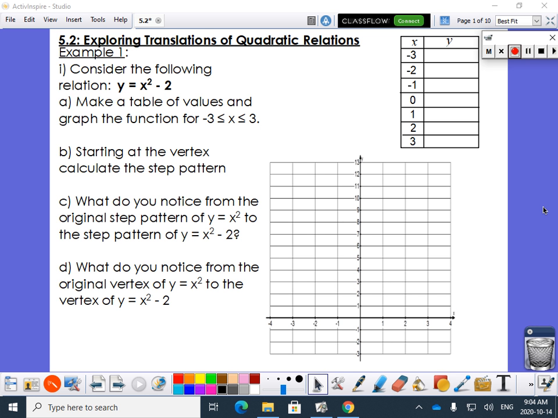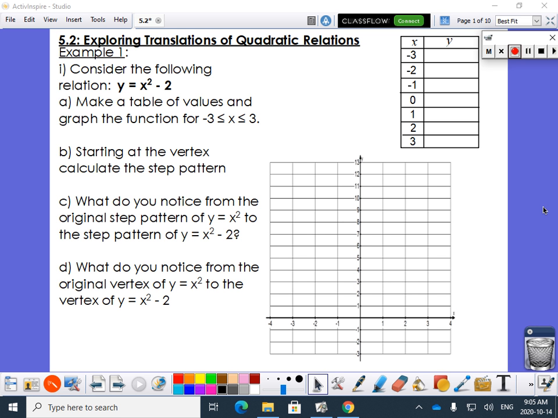Okay guys, so our next lesson is 5.2, exploring translations of quadratic relations. Oh, I need my pen. Oh, there it is. Okay, so some of this will be review. The majority of the review was yesterday.